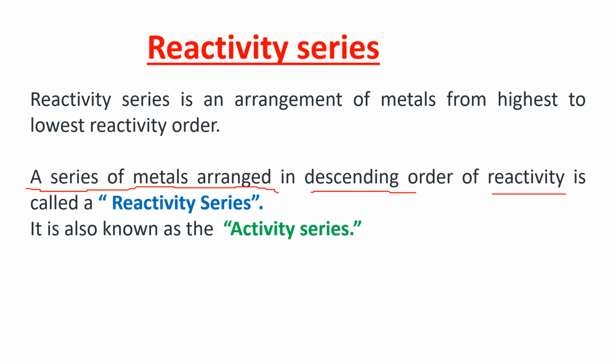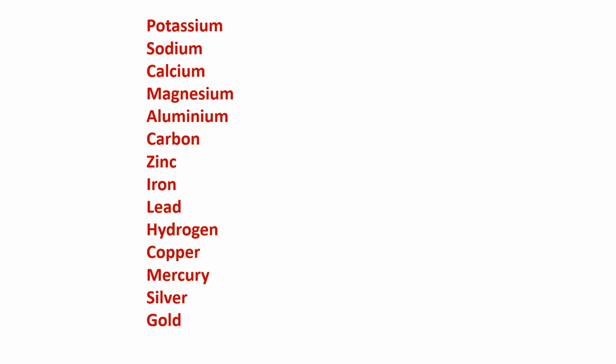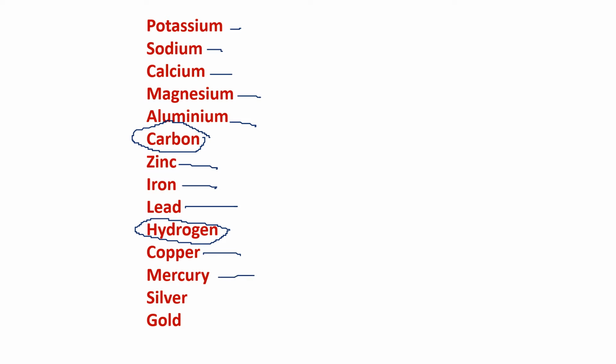It is also known as reactivity series or activity series, both are same. Here we have potassium, sodium, calcium, magnesium, aluminum. This is a non-metal, but I incorporated it because of where it stands. So here zinc, iron, lead, and this is also a non-metal, I will explain regarding hydrogen. Next copper, mercury, silver, gold, and finally platinum.